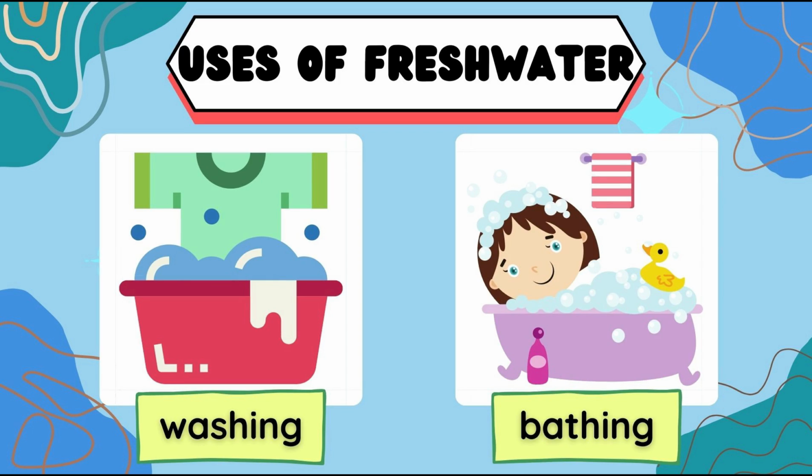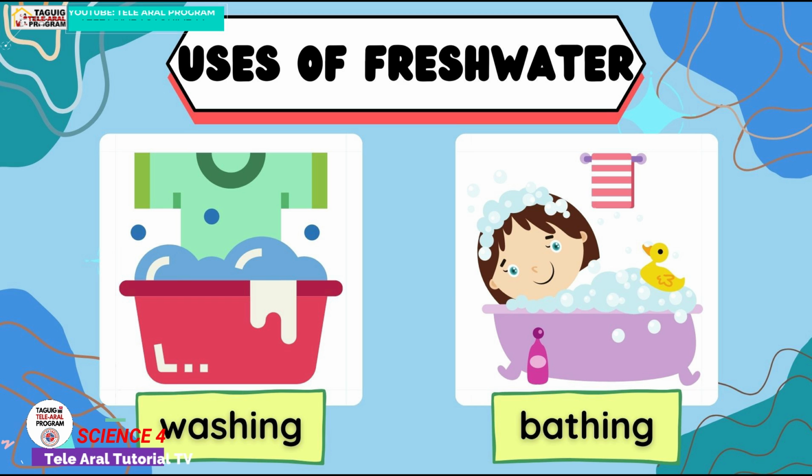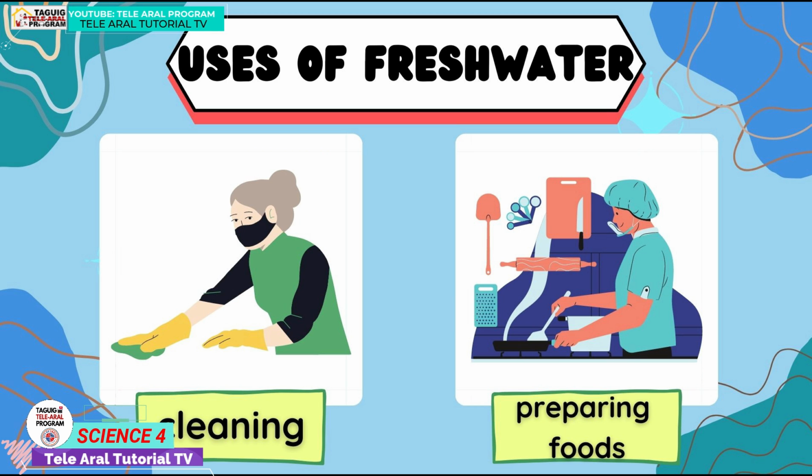Uses of fresh water are washing the clothes or dishes, bathing ourselves to become clean and fresh, cleaning our home to become safer, preparing foods for our loved ones. Learners, if you want to prepare food for your parents and siblings, do not forget to ask for help from your guardians, especially when you are going to cook.